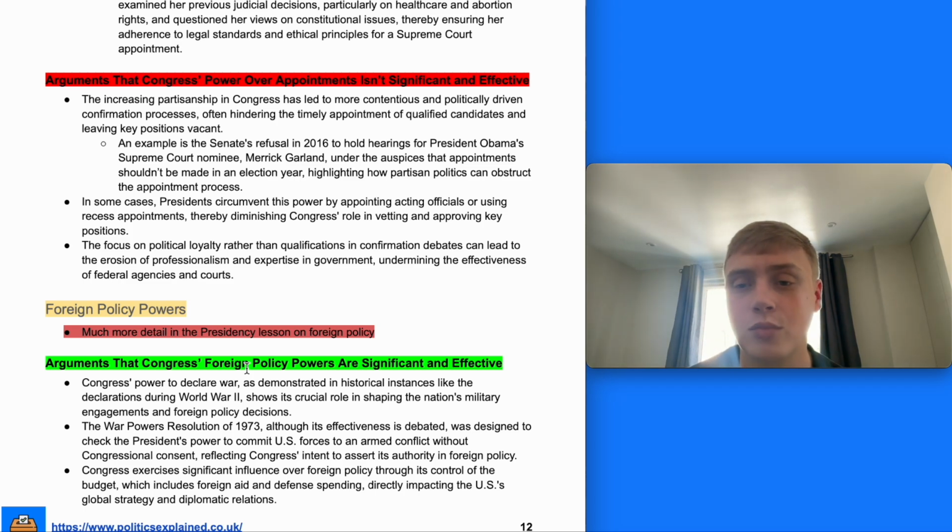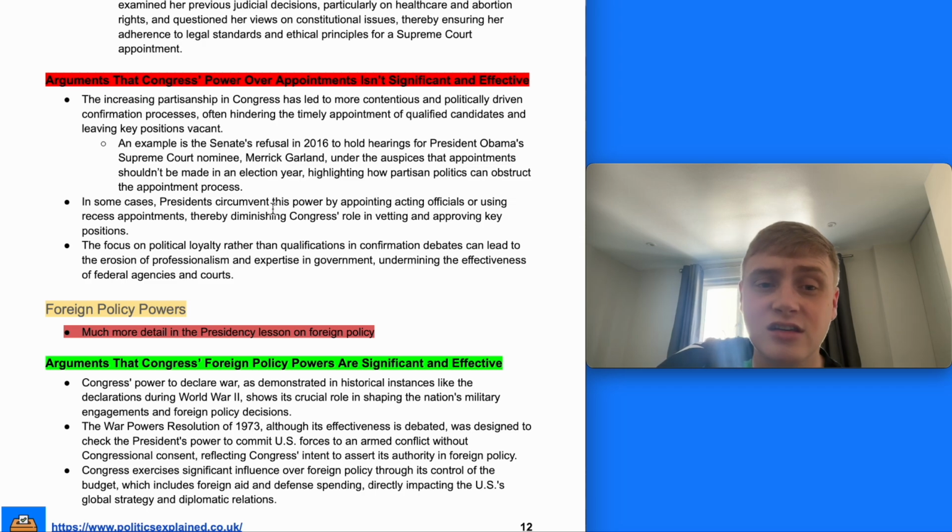In some cases, presidents also circumvent this power by appointing acting officials or using recess appointments, which we'll have a look at in more detail in the presidency videos. And finally, the focus on political loyalty rather than qualifications in confirmation debates can lead to the erosion of professionalism and expertise in government, undermining the effectiveness of federal agencies and courts.